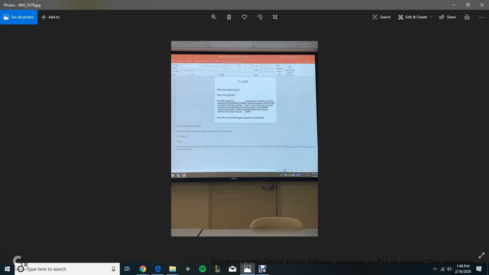How often is the ALARA program supposed to be reviewed? An actual ALARA program needs to be implemented. The state checks this when they come to inspect in order to verify that the facility is compliant with reviewing the ALARA program at each respective facility. They are to be done annually.